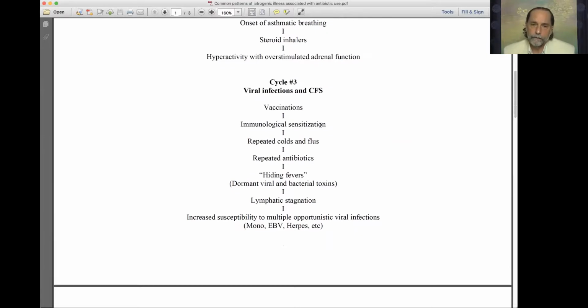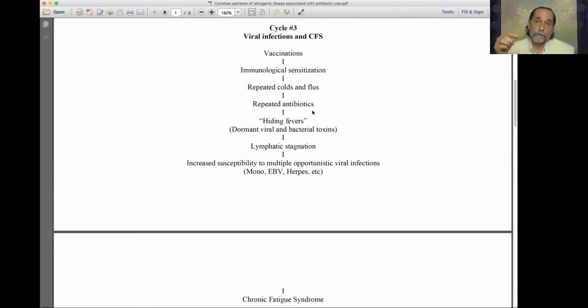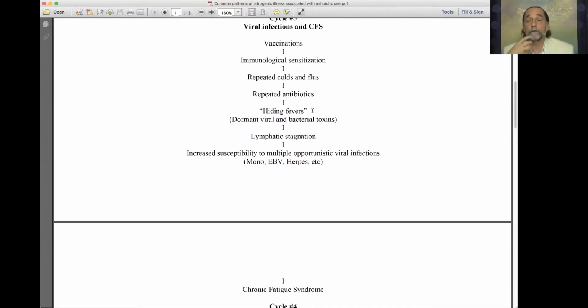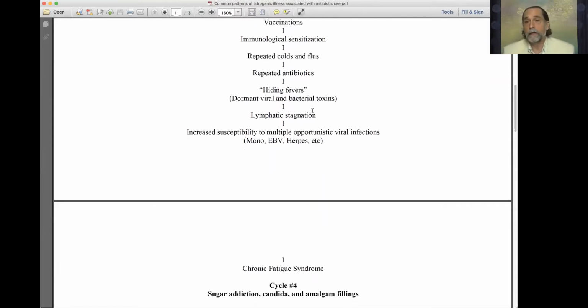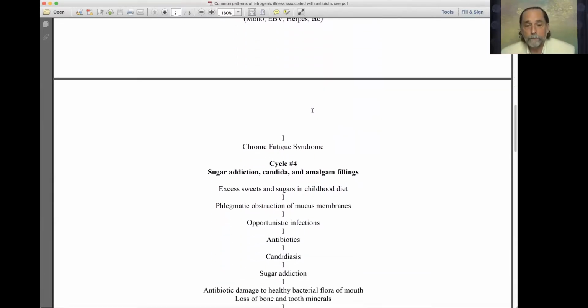Again, another cycle here, chronic fatigue syndrome and viral infections. So vaccinations, immunological sensitization, repeated colds and flus, repeated antibiotics, and then what's called hiding fevers in Tibetan medicine. That means that the infections are never really cleared out of the body because the immune system's never really burned them off. And this causes a kind of chronic lymphatic stagnation. And that is also frequently found when there are infections like mono and Epstein-Barr, which are basically the same, and herpes. And so then you get this constitution where you have a viral load on top of all of that. And then that can lead to chronic fatigue syndrome.